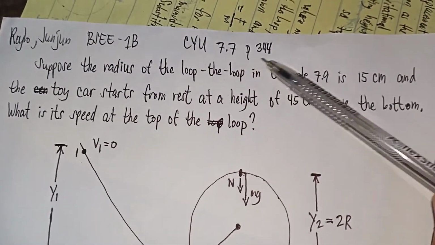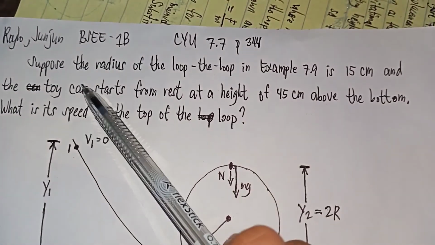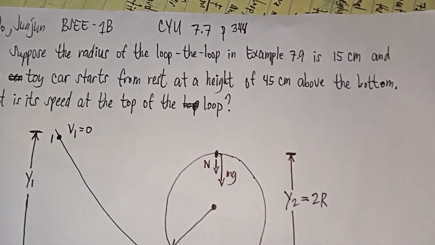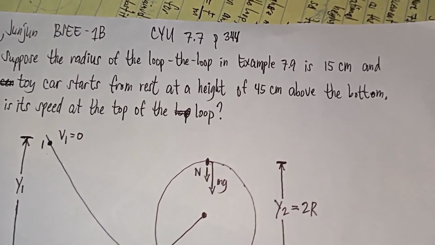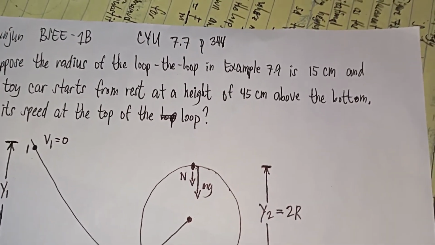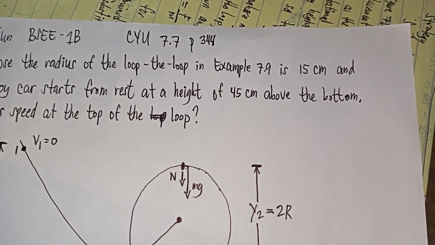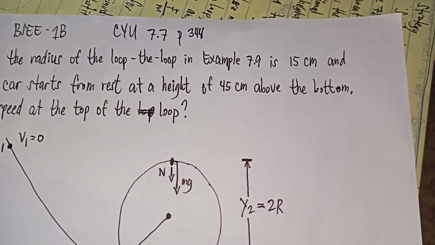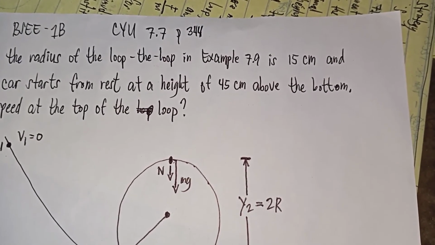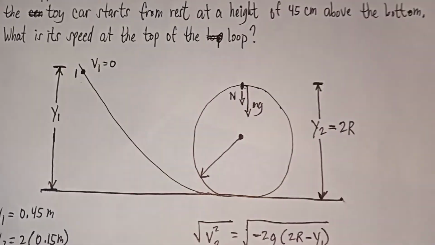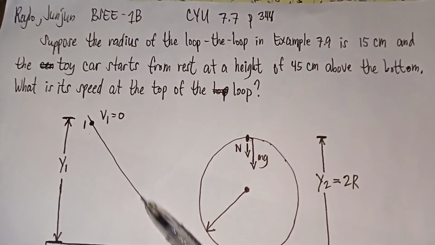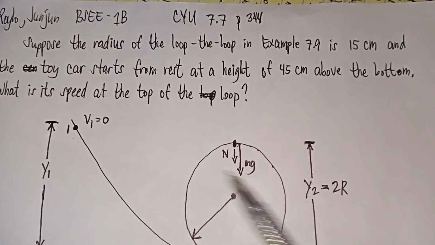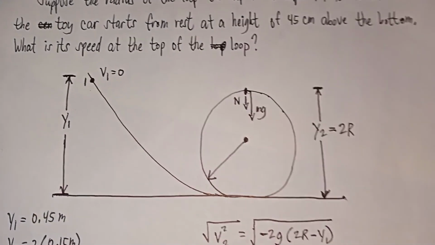Check your understanding 7.7, page 344. Suppose the radius of the loop in example 7.9 is 15 cm and the toy car starts from rest at a height of 45 cm above the bottom. What is its speed at the top of the loop? So this is the free body diagram, and the givens.